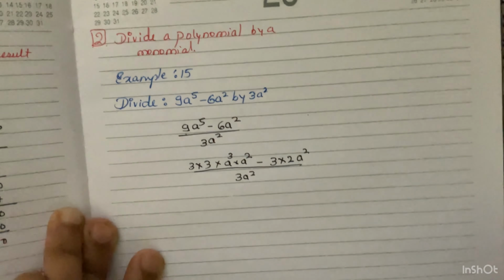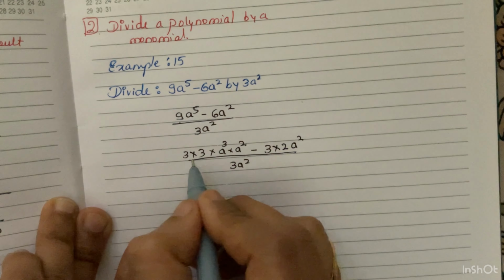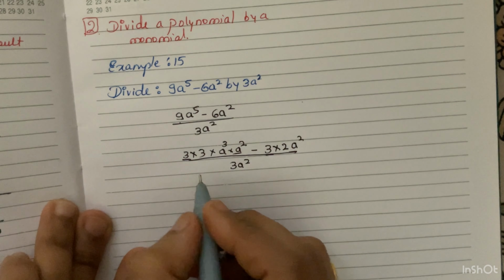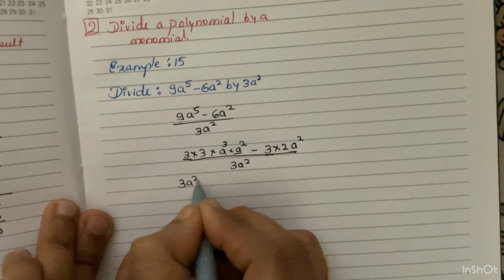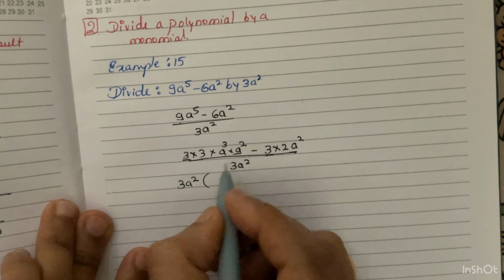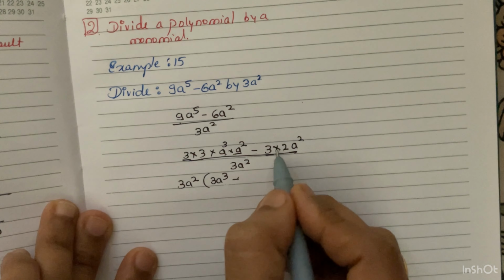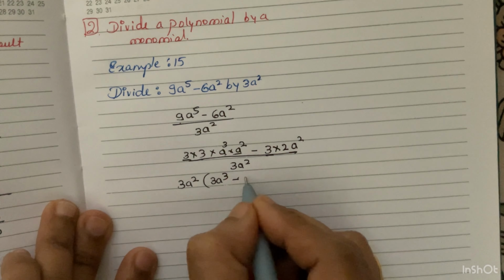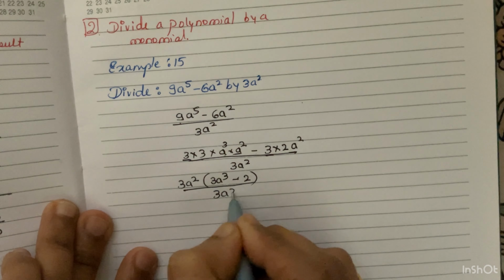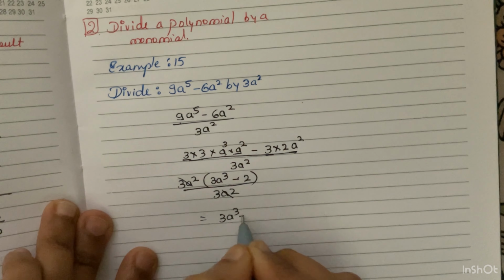Now what all can we take common here? See, in both terms we have 3 common, and a square common. So let me take it outside. So I'll have 3a square, and whatever remains we have to write in the bracket. So what is left? 3a cube, minus sign it is there, and what is left? 3 we have taken outside and 2 only is left here. Now the bracket is complete. In the denominator we have 3a square. Now see here, this gets cancelled. So what is left? 3a cube minus 2 here.